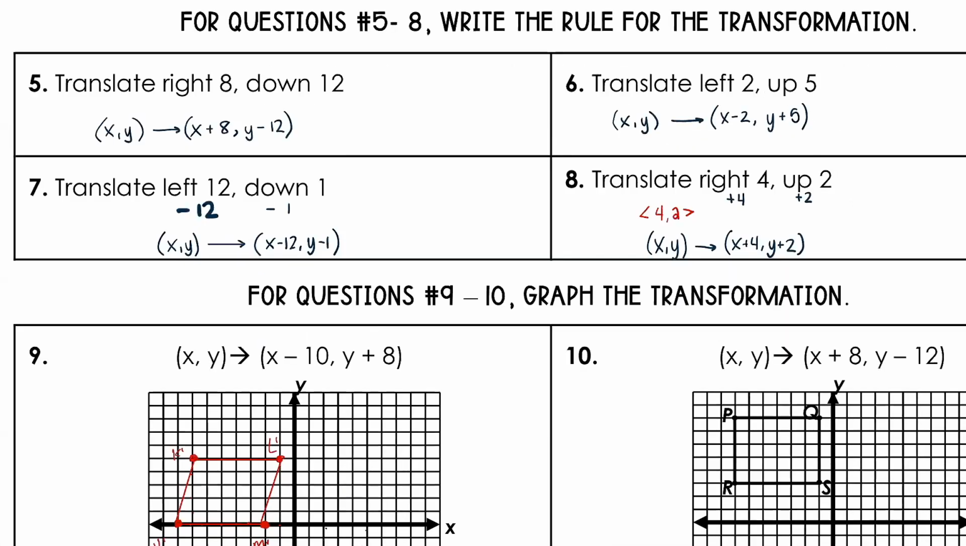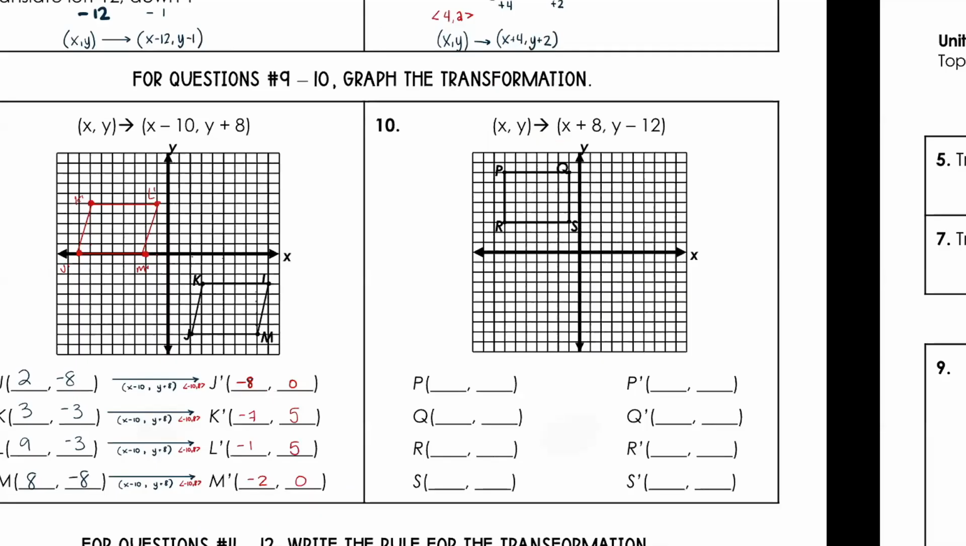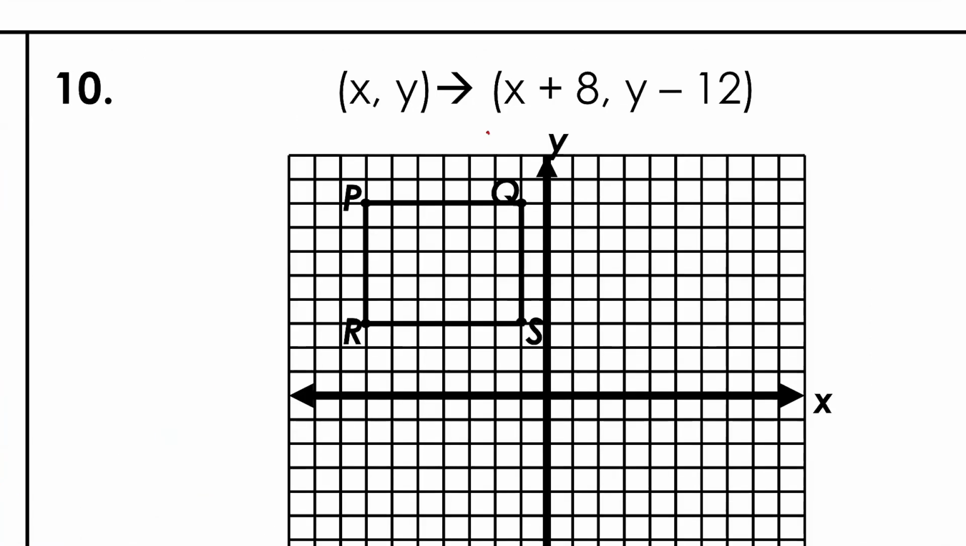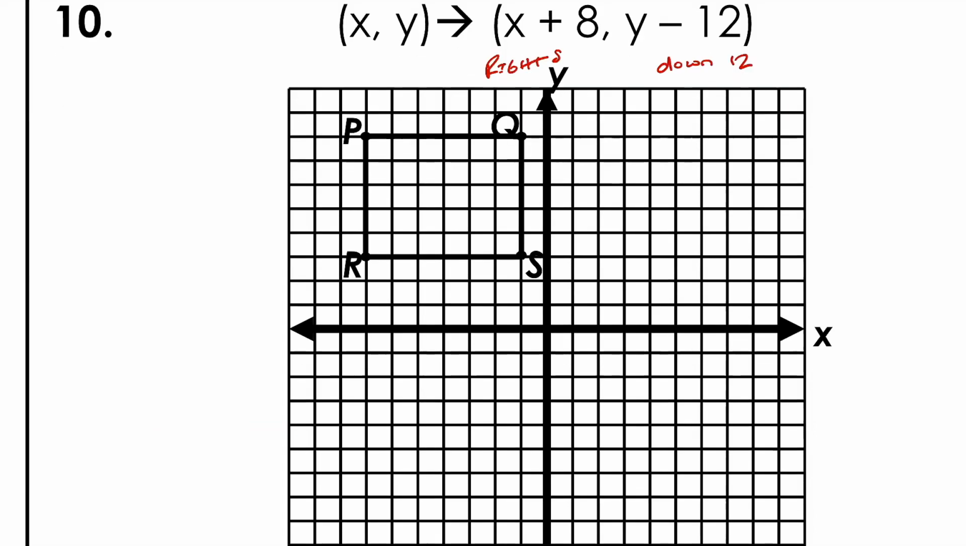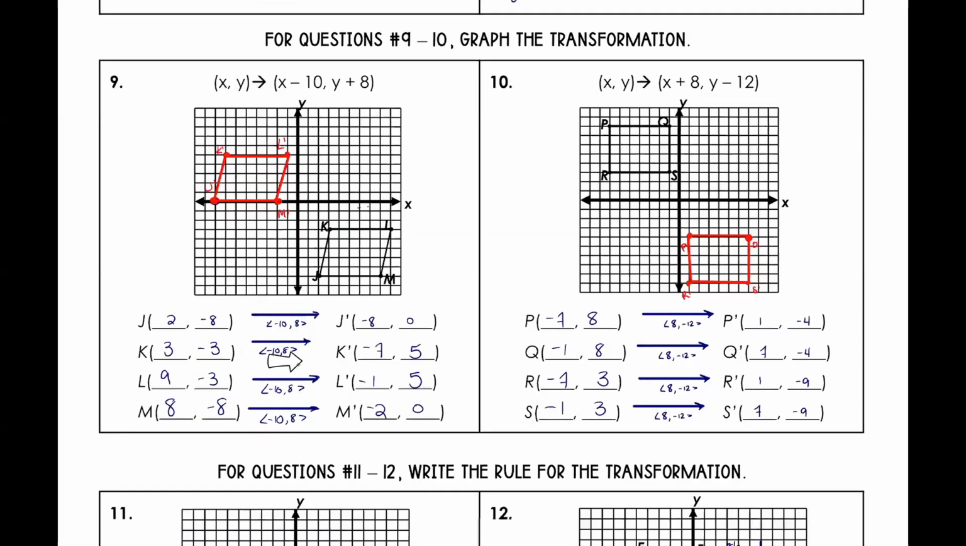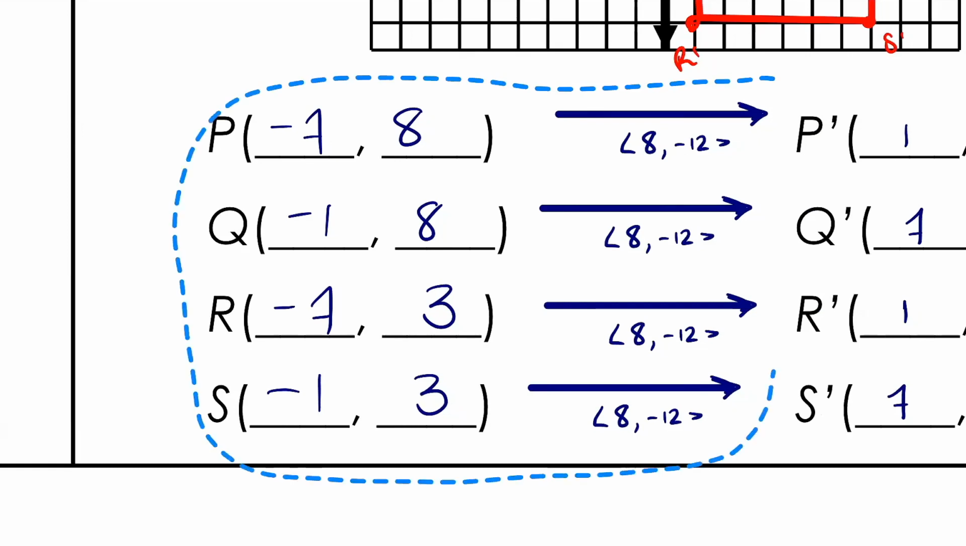Now let's actually graph a transformation. When we look at our picture here, they're giving us this rectangular looking figure, with (x plus 8, y minus 12). That means we're going to go right 8 and then down 12. So we need to get the coordinates of our picture. Again, I'm going to cheat a little bit just so I don't have to do media magic.